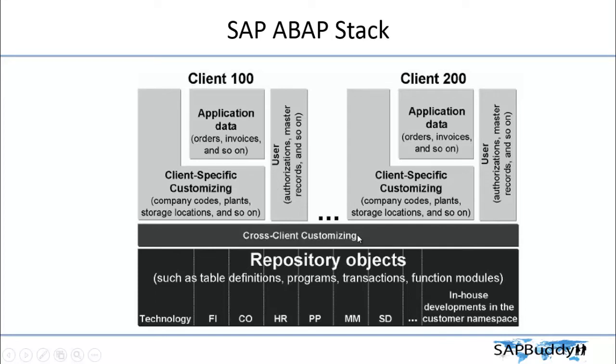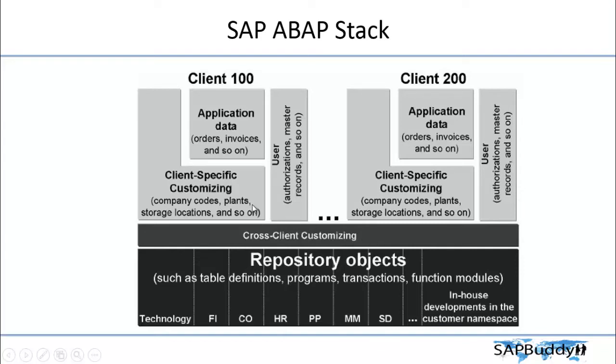What is this cross-client customizing? Let's say you will also do some changes, basically the changes which are related to the client. For example, you create a client. So this customizing should be known to all the clients, of course, because if you go to client 100 and see how many clients you have, you need to know how many clients you have. That means that specific information needs to be available for all clients. This is called cross-client customizing.